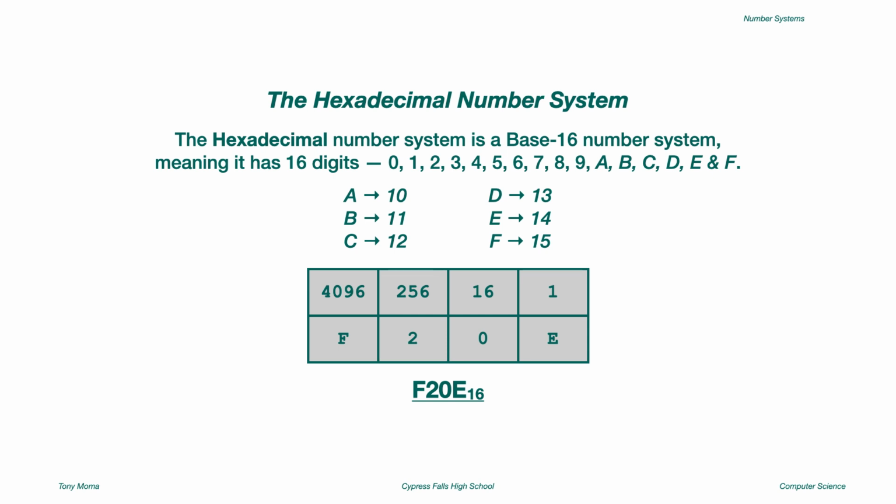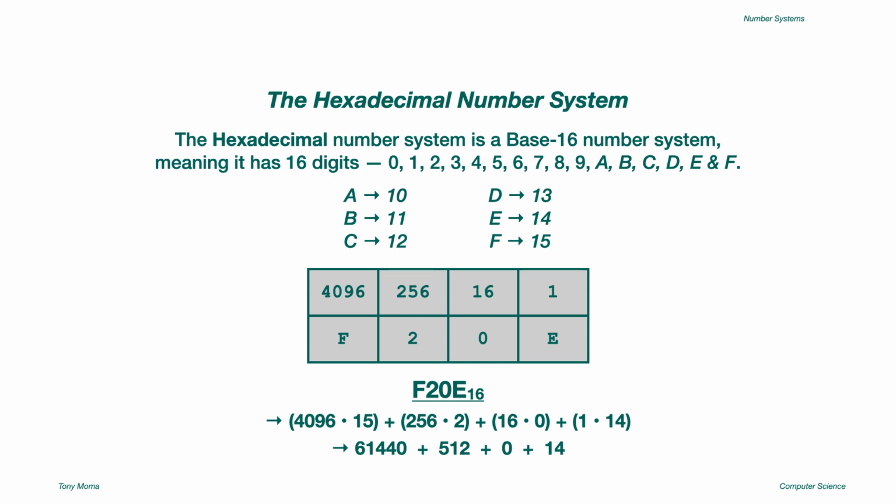With that in mind, let's multiply the top row by the bottom row, and then add up each column. When we do that, we get 4,096 times 15, plus 256 times 2, plus 16 times 0, plus 1 times 14, which simplifies to 61,440, plus 512, plus 0, plus 14, which adds up to 61,966.